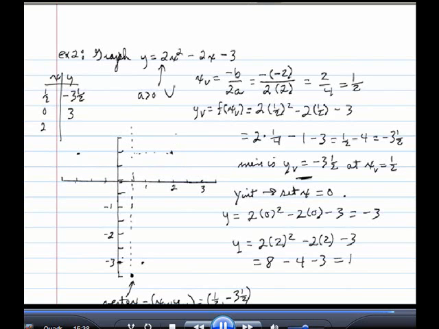So now I get a very good look at my parabola. It comes down, that's not a very good drawing, comes down like that, makes a turn, takes off like that. And there's a good sketch of my parabola. My minimum equals negative 3.5 at x equals 1/2. Okay, there's your complete graph of the function with its minimum.